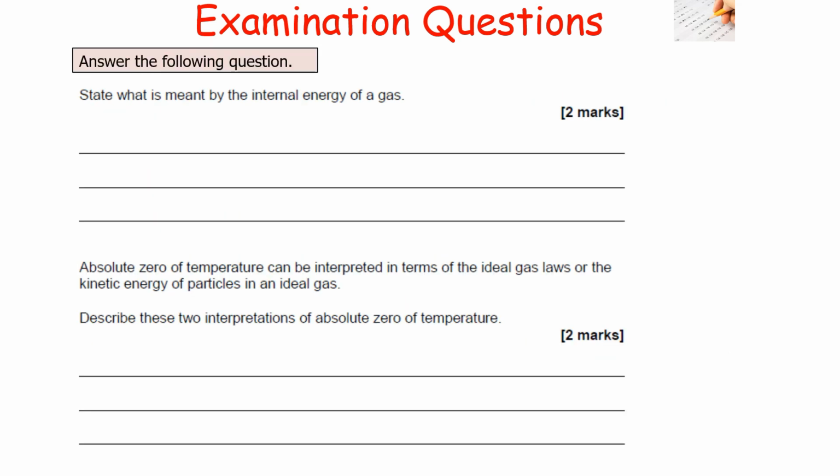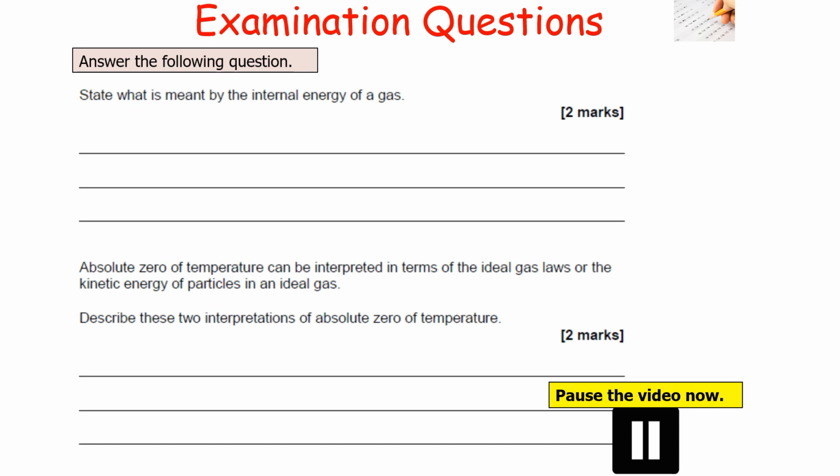Right, next question. State what is meant by the internal energy of a gas. An absolute zero of temperature can be interpreted in terms of the ideal gas laws or the kinetic energy of particles in an ideal gas. Describe these two interpretations of absolute zero of temperature. So pause the video now, then unpause the video when you want to go through your answer.